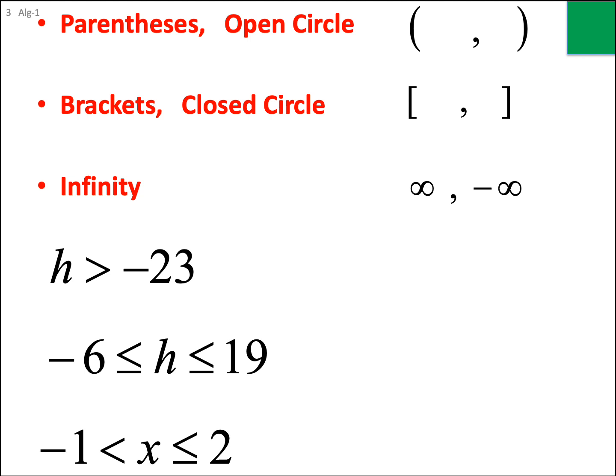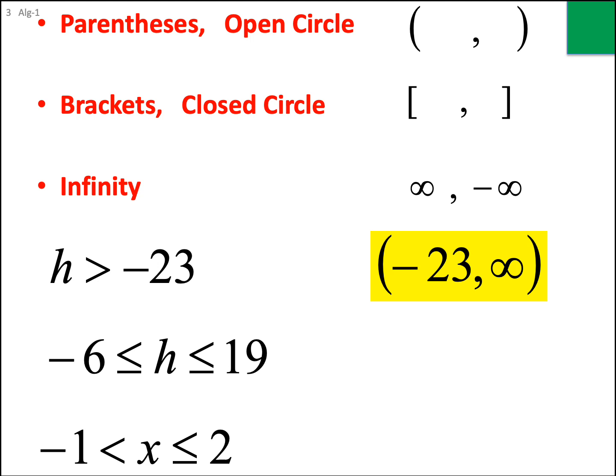How'd you do? All right, in the first one it says H, or the solutions, are bigger than negative 23. Well, if the solutions are bigger than negative 23, that means they start at negative 23 and go to positive infinity. Infinity always gets a parentheses, and negative 23 had a greater than symbol, therefore it also gets parentheses.